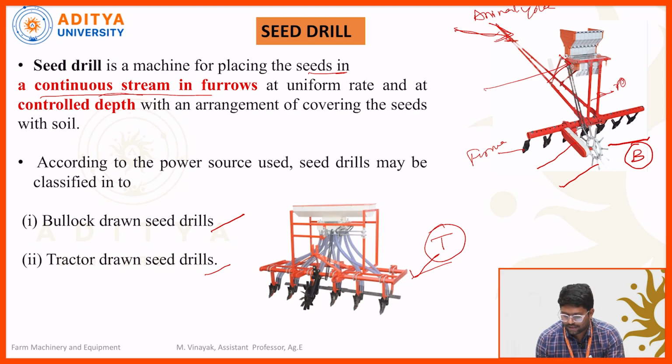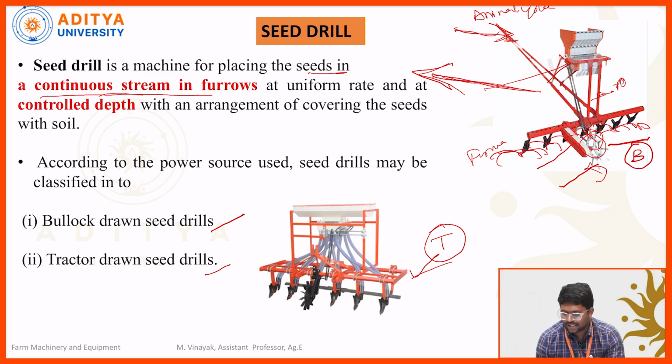Suppose this is the forward direction of the animal drawn seed drill. While moving in the forward direction, the seed drill, by using these furrow openers, opens up the soil. While moving in the forward direction of the seed drill, the ground wheel will rotate in a clockwise direction.